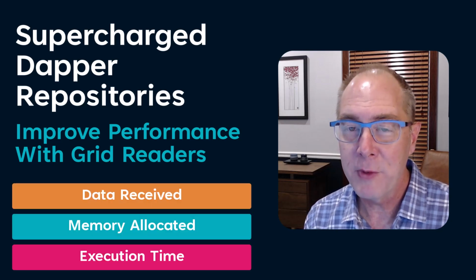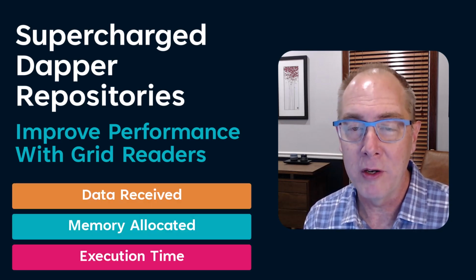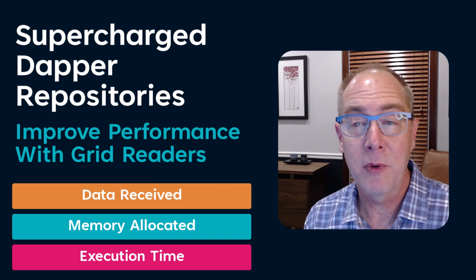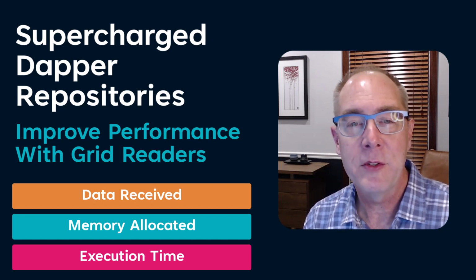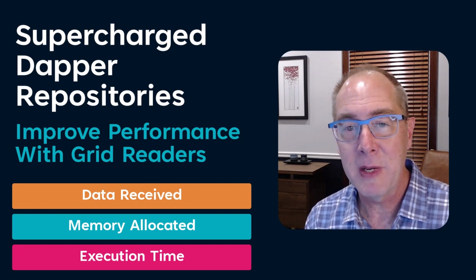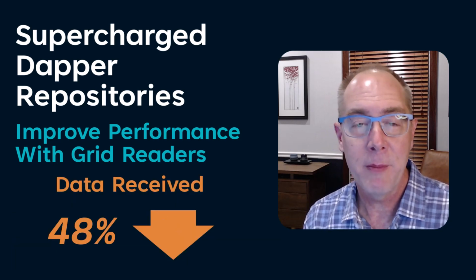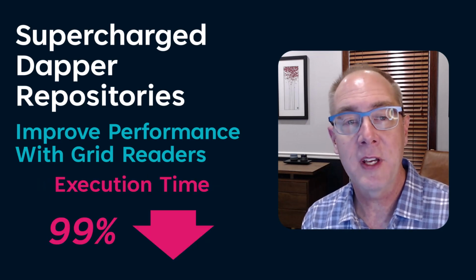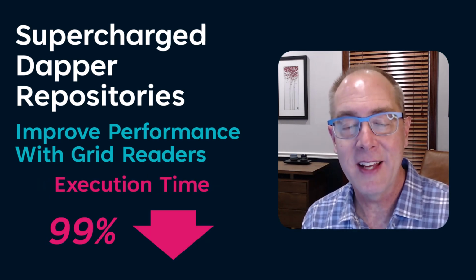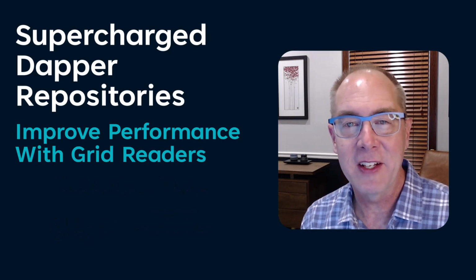Now below are the 3 key metrics I'm going to improve upon using the techniques I've talked about in previous videos along with grid readers. You'll see how I reduce the amount of data transferred from the database by 48%, memory allocations down by 80%, and the time it takes to return those customer aggregates down by 99%. All right, let's give it a go.